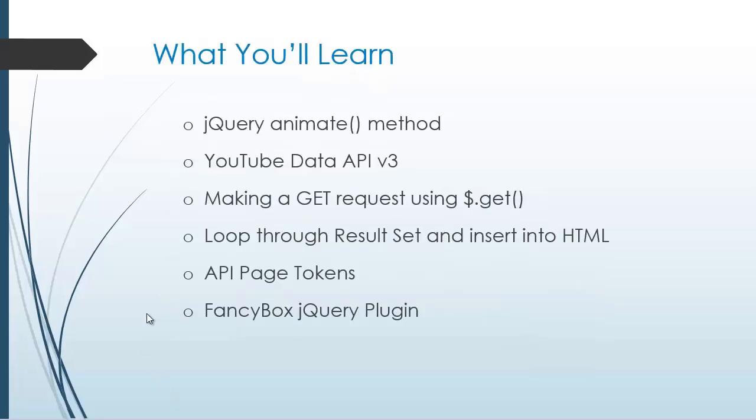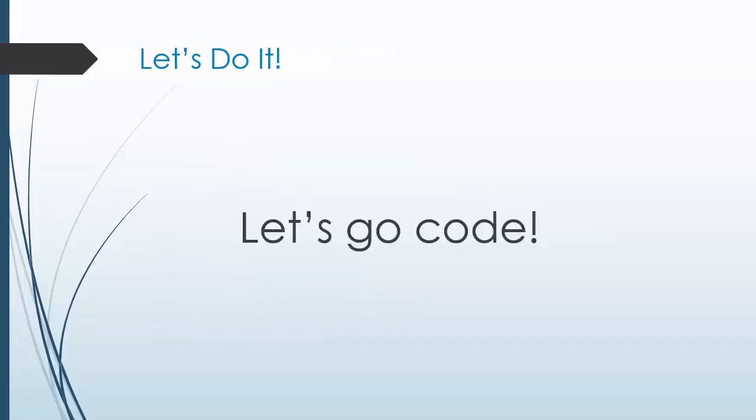So you'll learn a lot in this project. We'll look at the jQuery animate method for the search box. Of course, the YouTube Data API, we're going to learn quite a bit about it. Making GET requests using the GET method, looping through a result set and dynamically inserting it into the HTML, API page tokens, and the FancyBox jQuery plugin, which we'll use to watch the videos. There's a lot to learn in this chapter, and let's get started.